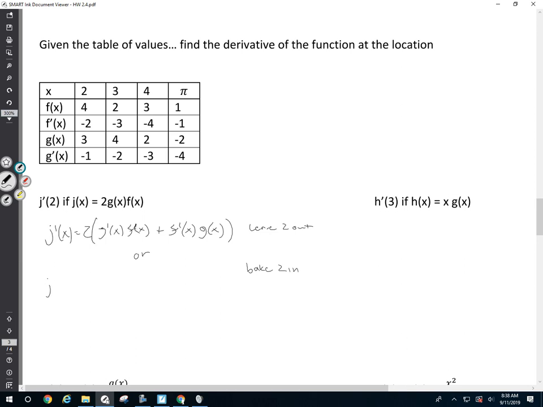So baking it into the g of x, you'd say the derivative of 2g of x is 2g prime of x times f of x plus the derivative of f of x times 2g of x. Okay, now the rest becomes just finding values. So j prime of 2 is, I don't know, let's do this one. 2 times g prime of 2 is negative 1. F of 2 is 4. F prime of 2 is negative 2 times 2 times g of 2 is 3. So I got negative 8 plus, this is negative 12. So I get negative 20.